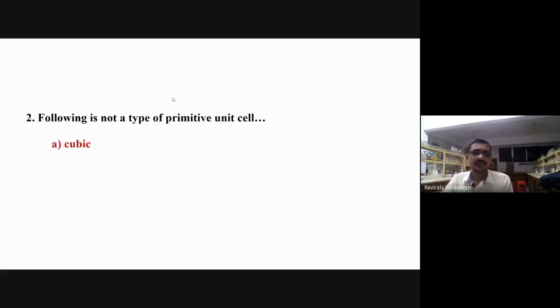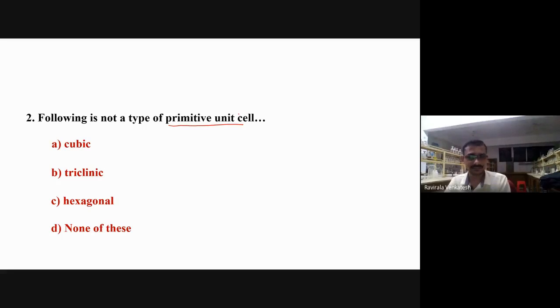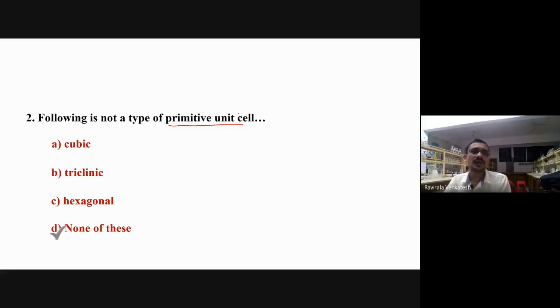Next, which of the following is not a type of primitive unit cell? Just now we saw this one. Not a type of primitive means what happened? Atoms should occupy only the corners. None of these. Very good. None of these, isn't it? All are primitive unit cells only.